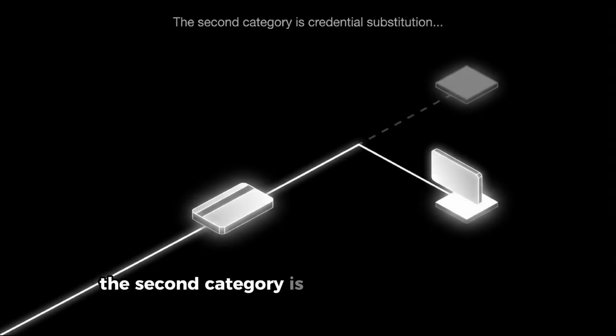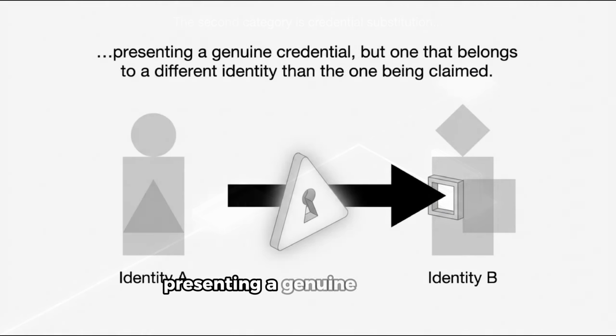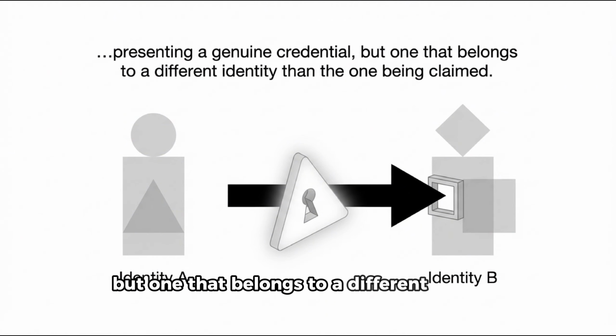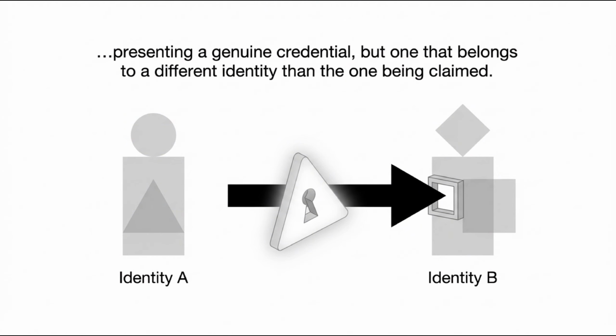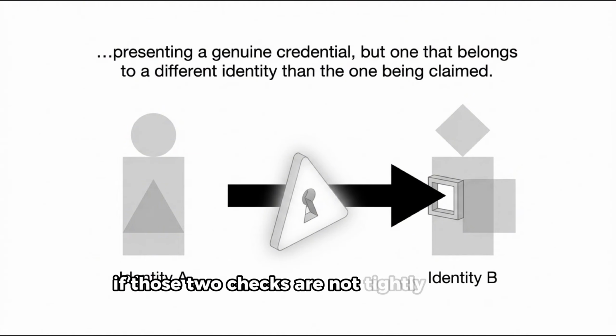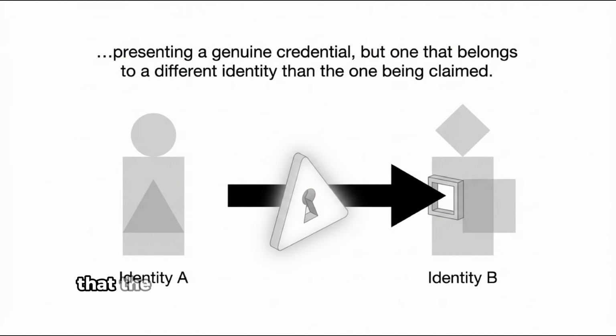The second category is credential substitution, presenting a genuine credential, but one that belongs to a different identity than the one being claimed. This sounds paradoxical at first. How do you present a genuine credential for an identity you are impersonating? The answer is that identity systems often check the credential separately from checking whether the credential matches the specific identity being claimed. If those two checks are not tightly coupled, if the system verifies that a credential is valid without also verifying that the credential belongs to this specific identity in this specific context, an attacker can present a genuine credential for one identity while claiming to be a different one.